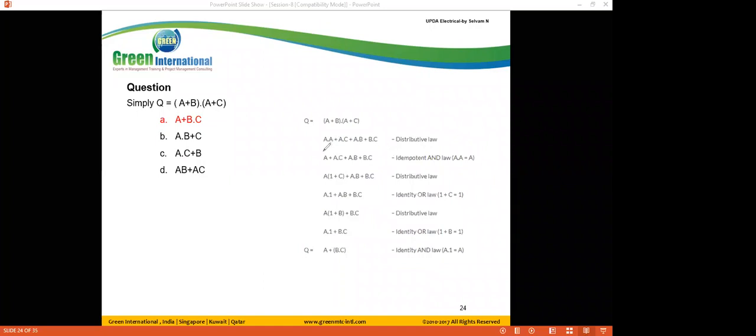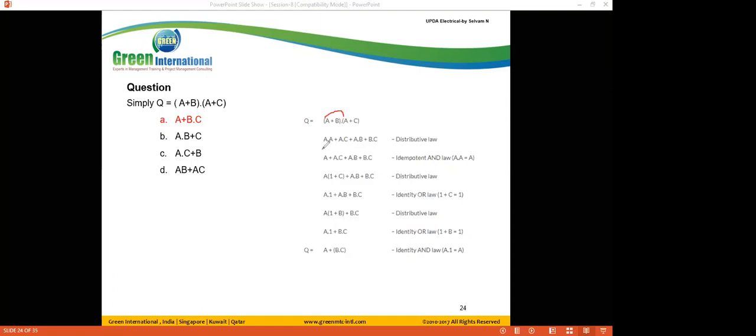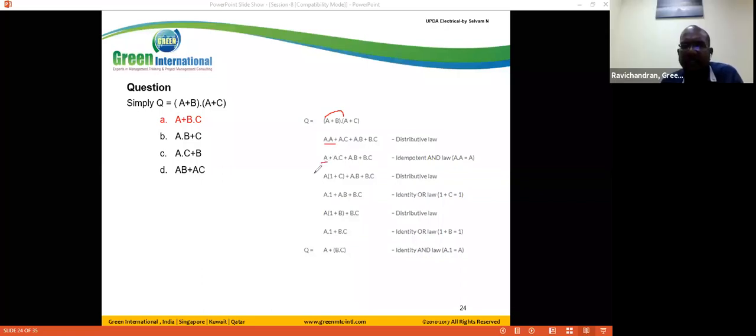Yeah. First step, we multiply all the equations: AA, AC, BA, BC. Okay, that's okay. AA, we can write A. So A plus AC plus AB plus BC. Now here, I take A common into 1 plus C. So just see 1 plus C.